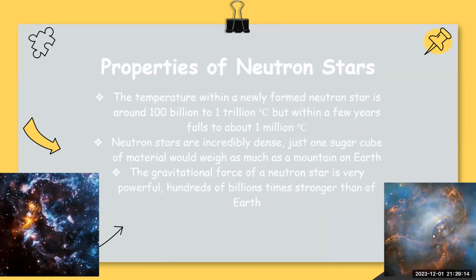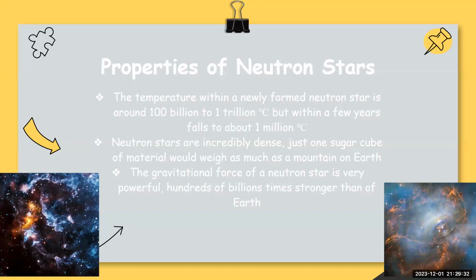The properties of neutron stars, so their temperature, if they're newly formed, is around 100 billion to 1 trillion degrees Celsius. But within a few years, it falls to only about 1 million degrees.